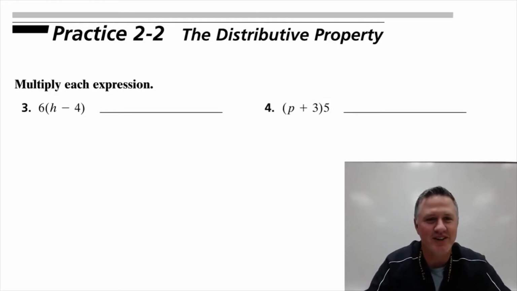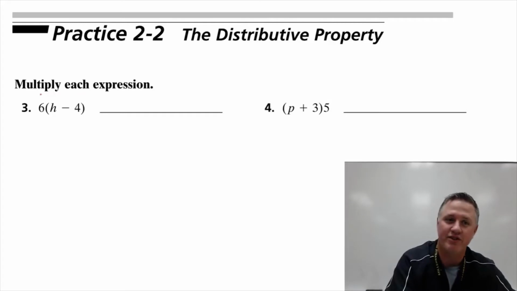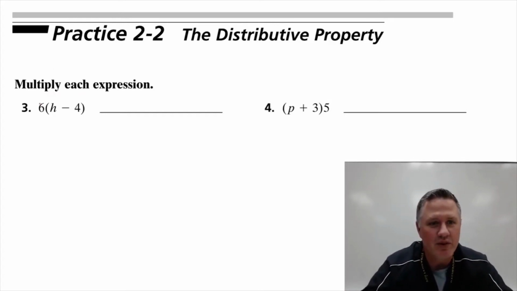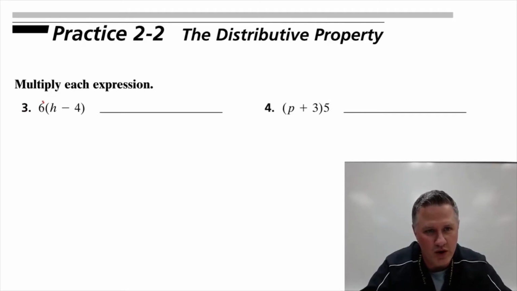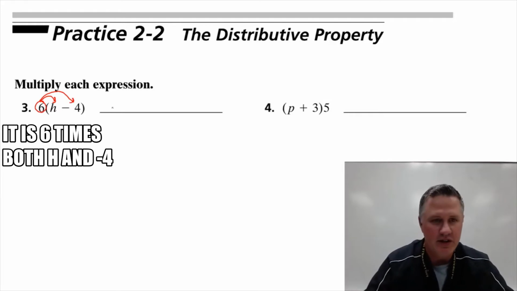Okay, very good. All right, the distributive property, reminding yourselves that is just taking a term and distributing it. There's no other way to put it. So let's look at the first one here. We have 6 times the quantity of h minus 4. I'm going to take that 6 and distribute it to everything in the parentheses, because the quantity means everything in there. So h, reminder, there's an imaginary 1 in front.